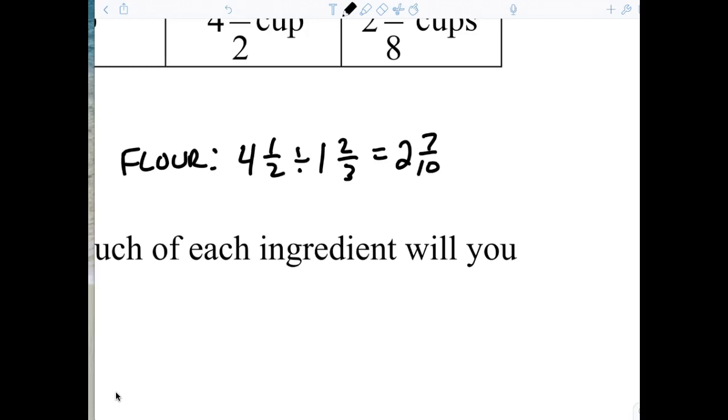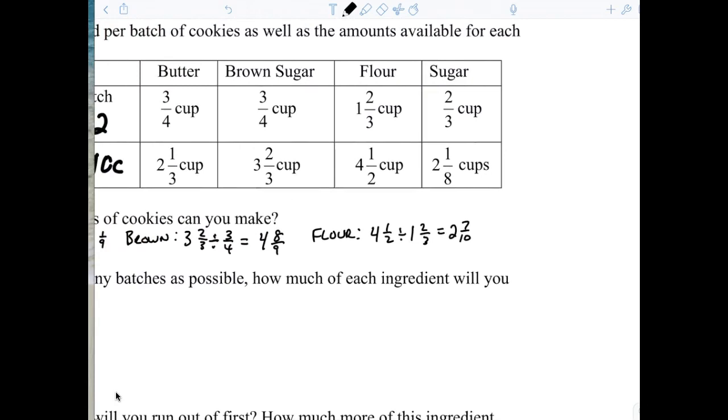All right. Now after flour, I need what? Sugar. All right. So somebody tell me about sugar. What do I need to do for sugar? You have to do 2 1/8 divided by 2/3. And what did that come out to be? I got 3 3/16.